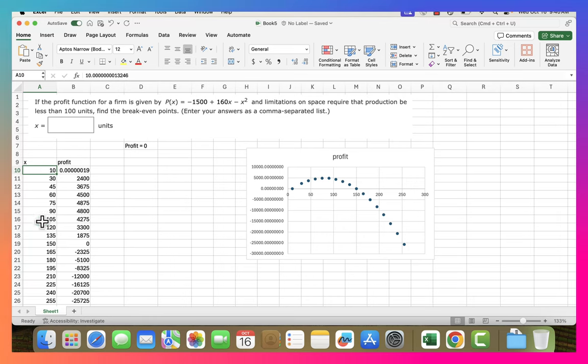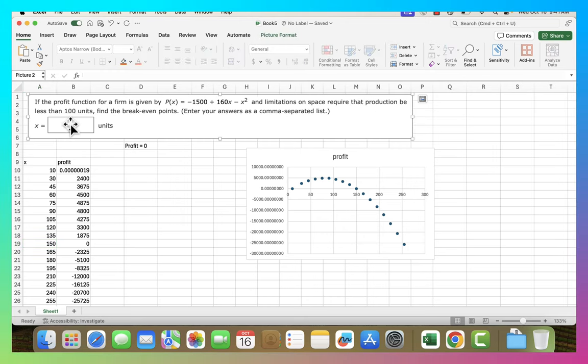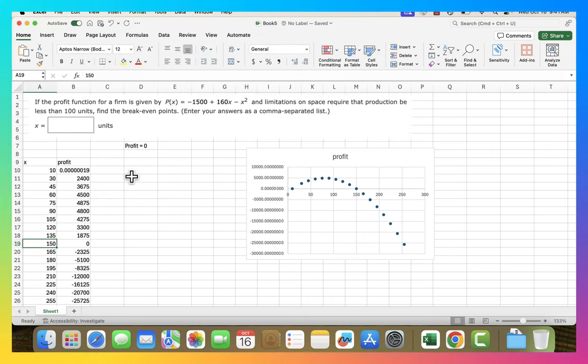So the X value would be 10 and 150. However, in the problem, it says that space requirements have to be less than 100 units. So for WebAssign, I can only use the answer of 10.